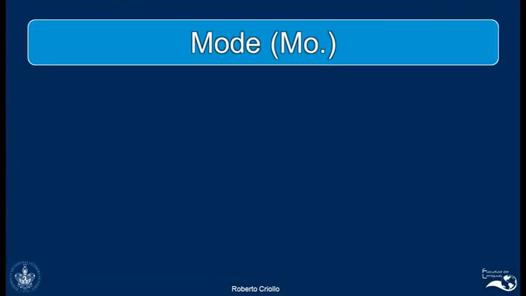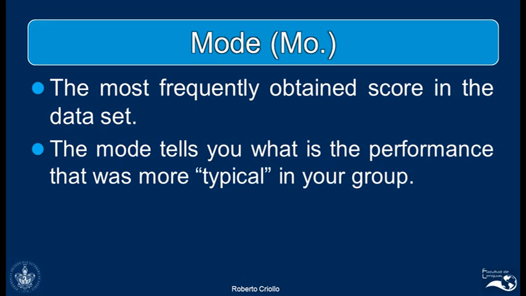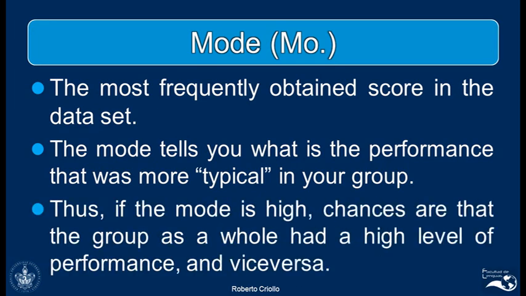A second measure of central tendency is the mode, and this is very simple because it's actually the most frequently obtained score in your dataset. So the mode tells you what is the performance that was more typical in your group. In other words, what is the number that appears more times. It can be a test score, or in this case the heights of the people, and so on. So if your mode is high, chances are that the group as a whole had a high level of performance. And on the other hand, if your mode is low, chances are that the group as a whole had a low level of performance.